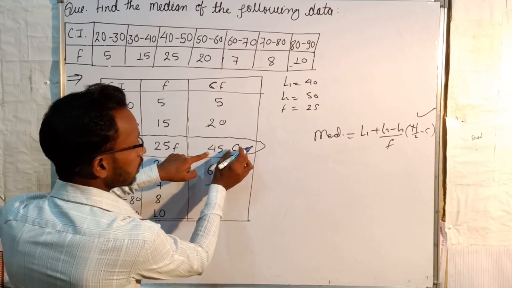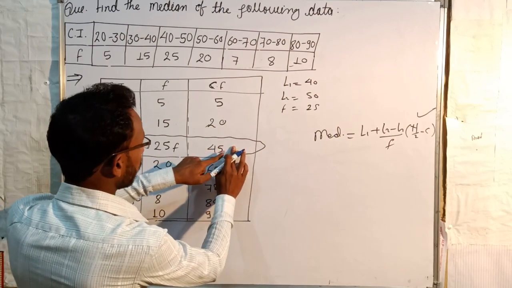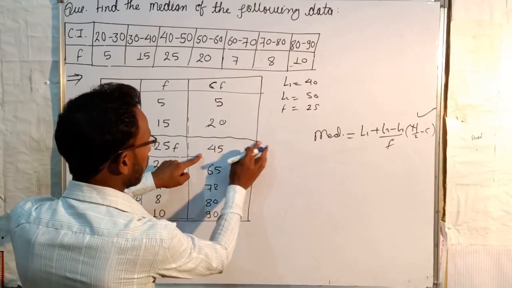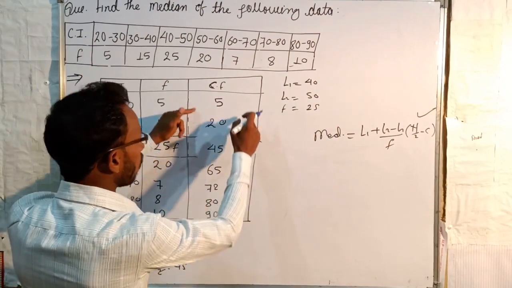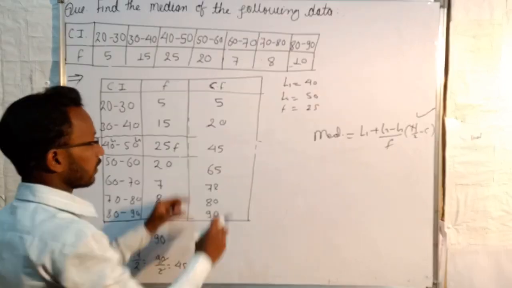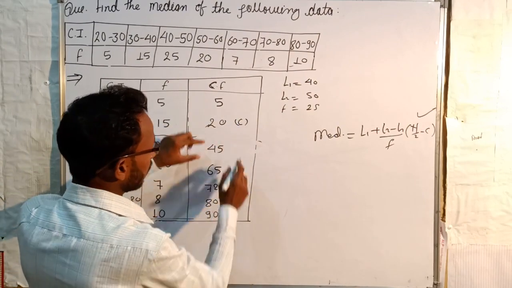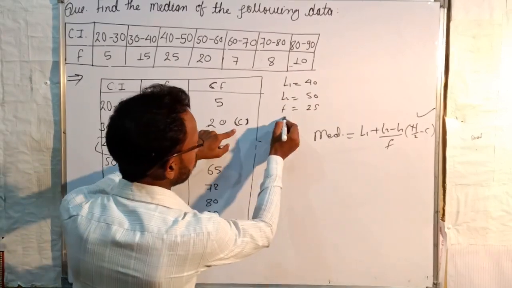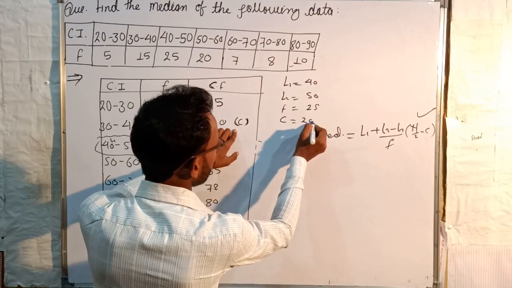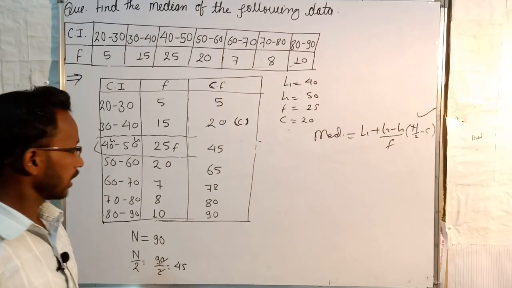Sorry, you will not take C from this 45. You will have to take C as the previous cumulative frequency. That means this will be C. You take the previous row, and here C is equal to this 20. All data are clear.